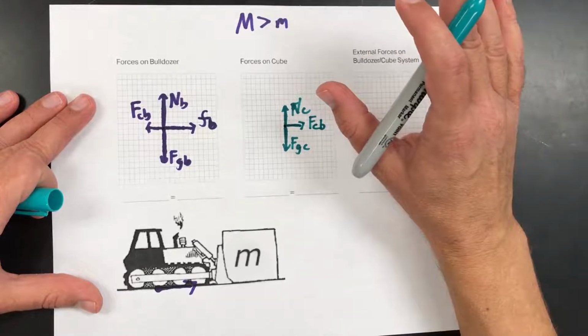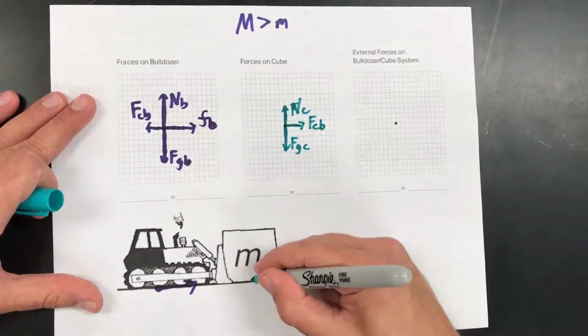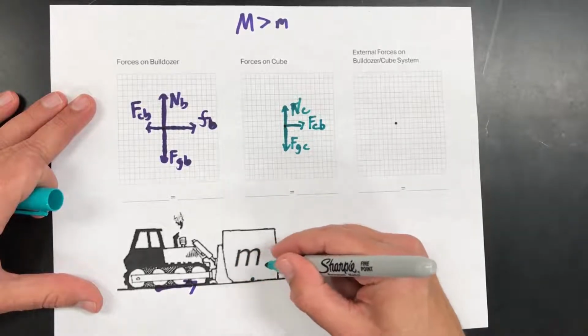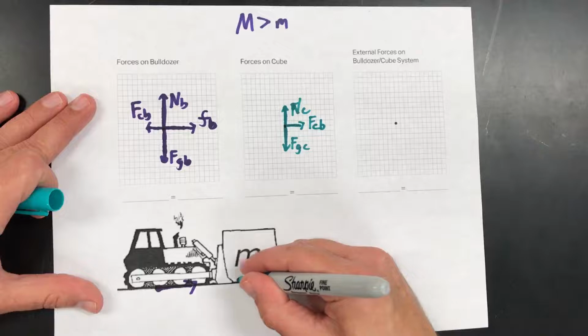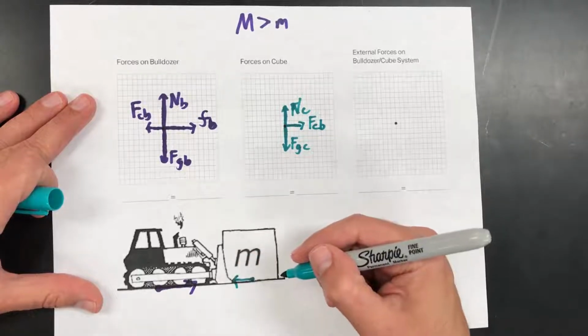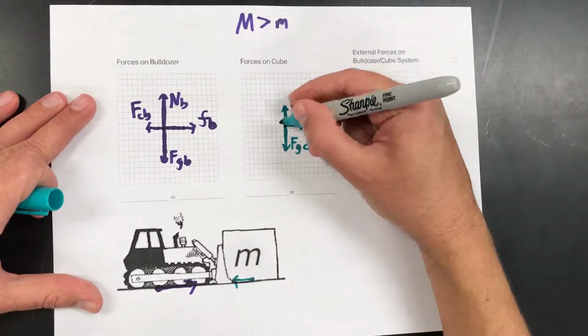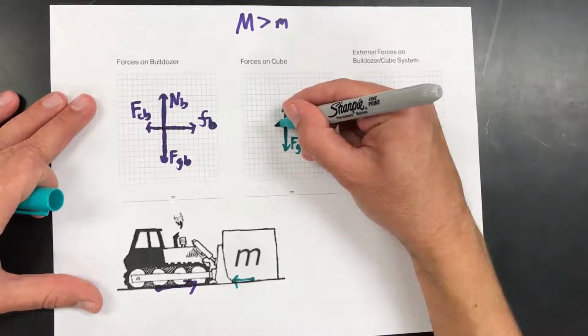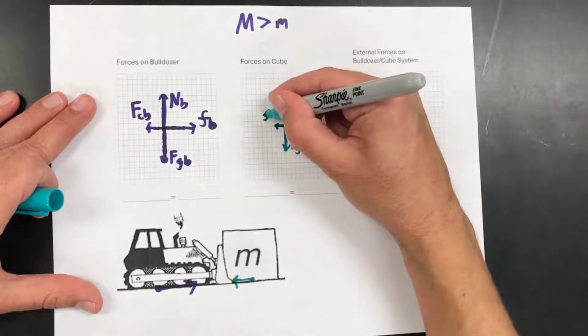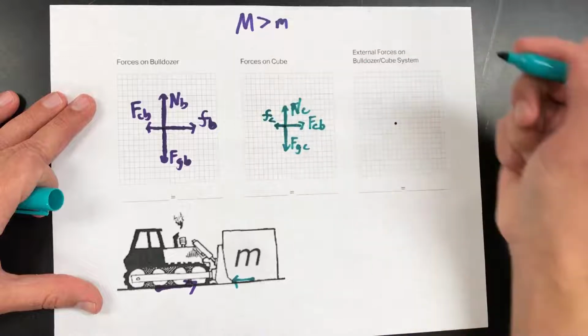Now, friction finally comes in on the block. They say it's a rough surface. So as the block is scraping past the ground, friction is going to be pushing back the other way there. So I'm going to draw friction up here. I'm just going to draw it 2 cubes long, and I'm going to call it friction on the cube.